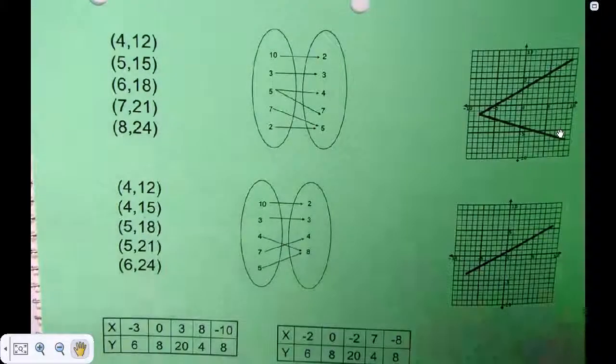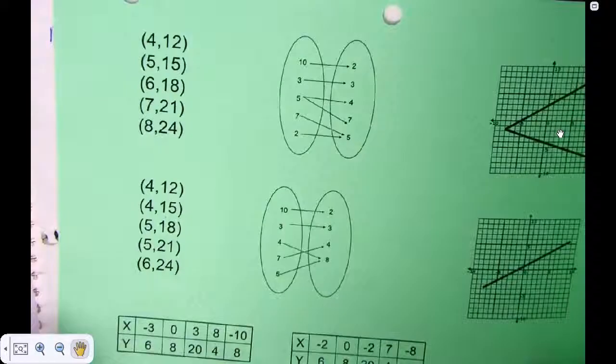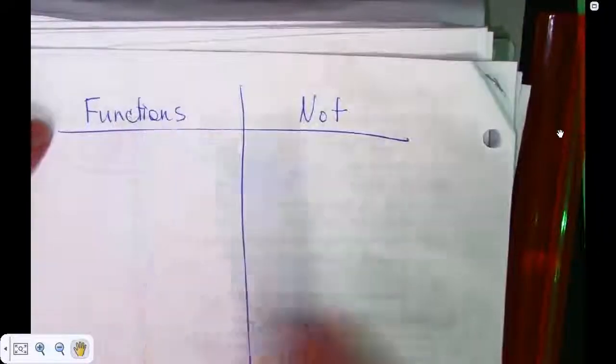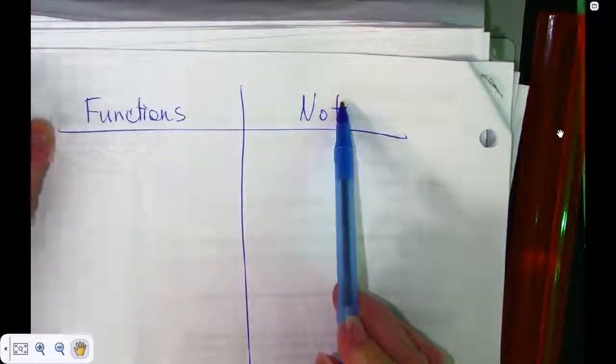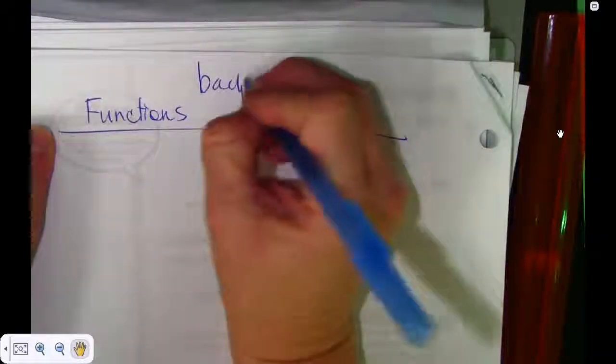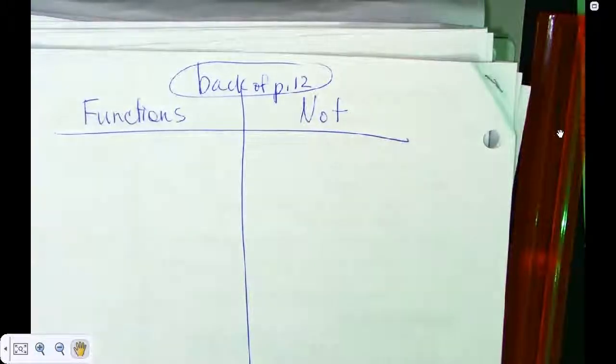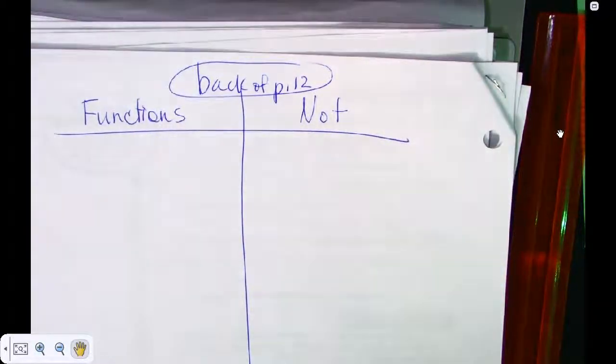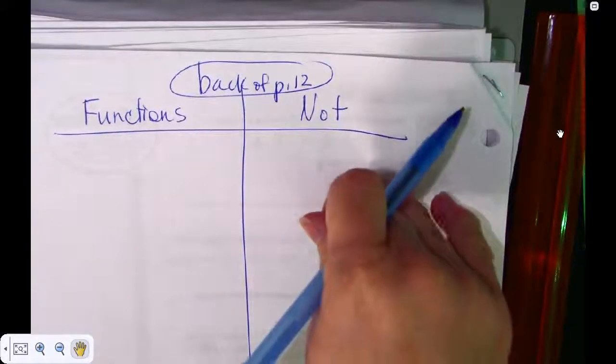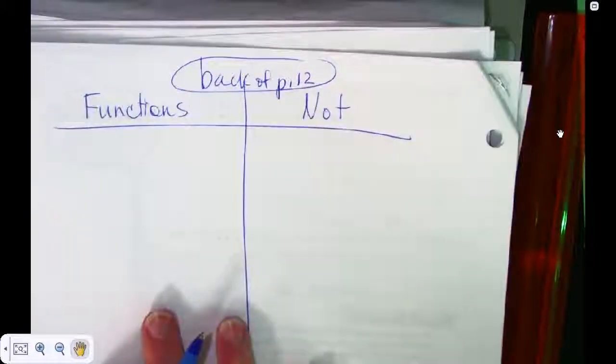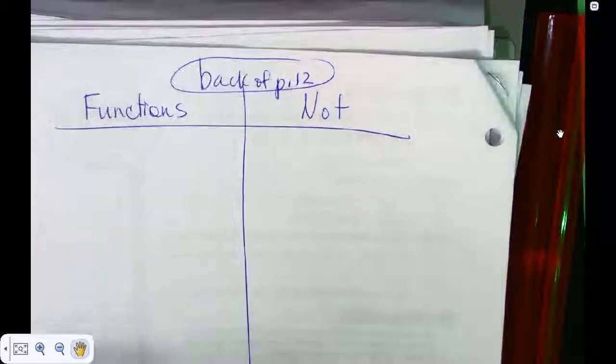And then on the back side of page 12, write functions at the top and not. You're going to cut these cards out, and you're going to decide which one is a function and which one is not. Don't glue the green cards down yet until we check them. Go. Do those two things.